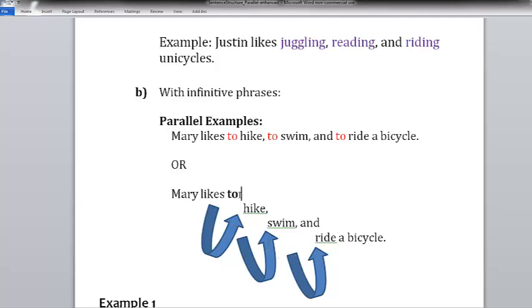In this case, the to applies to each of the three items, hence the fun arrows. So the to works for each one. So it's not Mary likes to hike, comma, and then the to doesn't apply. The to applies to each of the three items. Now let's look at a few examples.